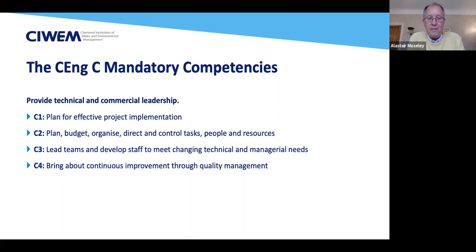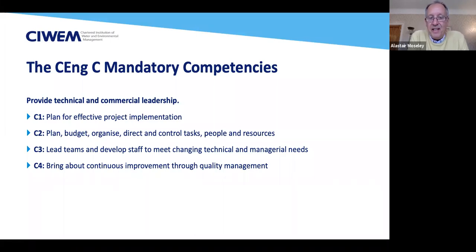The C2 competencies for engineers are about planning, budgeting and organising, directing and controlling tasks. So if you can see that the engineering ones, C1 and C2, are like a two-part of the CIWEM C1. So they're looking for more detail here.